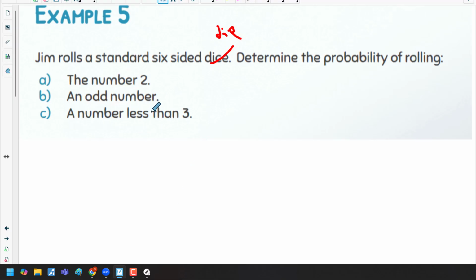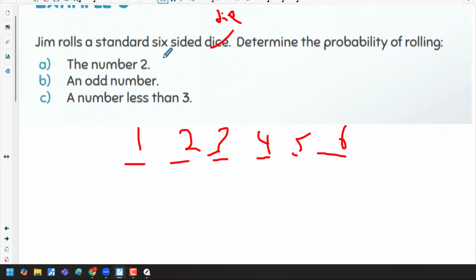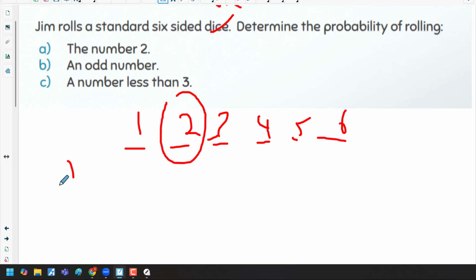So the number 2. The way to do this is to realize, well, you know what? We have how many possible outcomes? We have 1, 2, 3, 4, 5, 6. 6 possible outcomes, and each have exactly the same fair chance of happening. The number 2 is 1 out of 6. Meaning that is the probability, and you can rewrite 1 out of 6 as a decimal. Just do 1 divided by 6, and you'll get 0.166666.